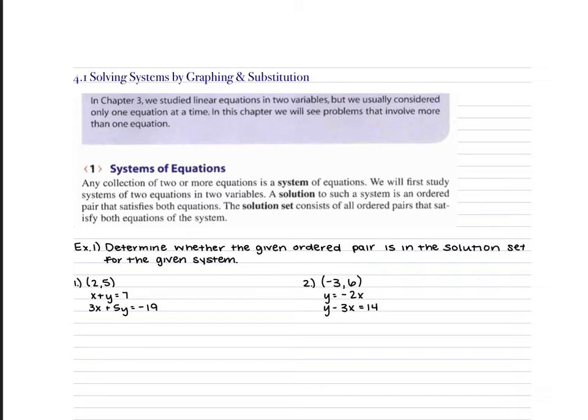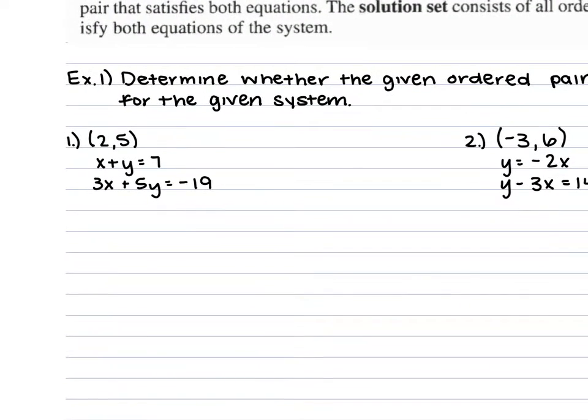4.1 goes over solving systems by graphing and substitution. The first part that we're going to look at is to determine whether or not a given ordered pair is the solution for the system. So if you look at example 1, we're given the ordered pair (2, 5). We have the system x plus y is equal to 7, and 3x plus 5y is equal to negative 19.